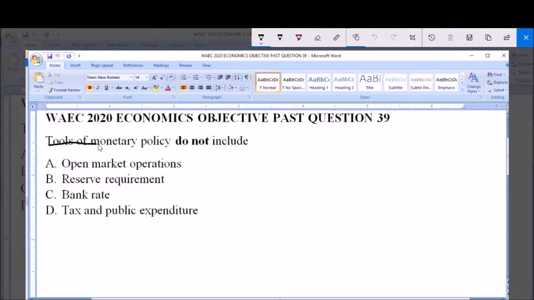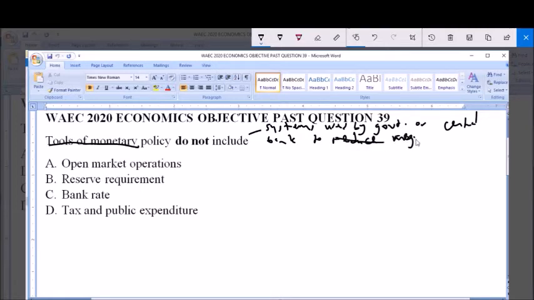So the tools of monetary policy are basically systems usually used by the government or the central bank to regulate the circulation of money. Now let's look at the options and see which one cannot be classified under the tools of monetary policy.